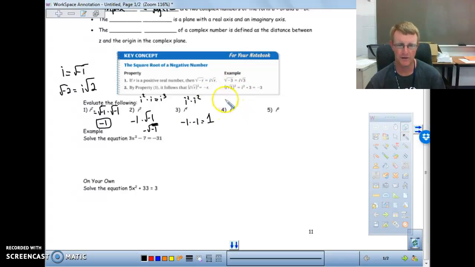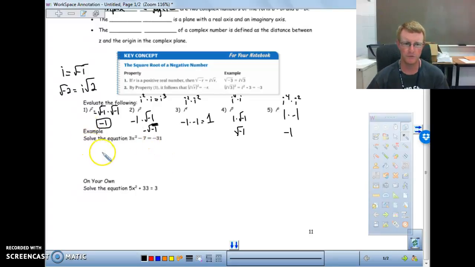Then we go to i to the fifth, and what you should see is the cycle starts all over again. We have i to the fourth times i, so we have 1 times the square root of -1, so it's just the square root of -1 again. And notice that's what i to the first power is. So i to the sixth power should be exactly the same as i to the second power, and it is. i to the fourth times i squared. i to the fourth is 1, times i squared is -1, so we're back to -1.